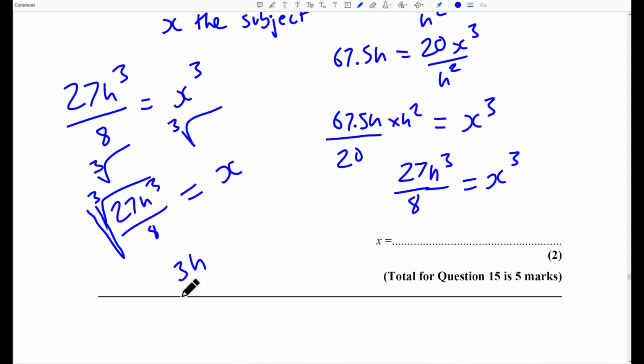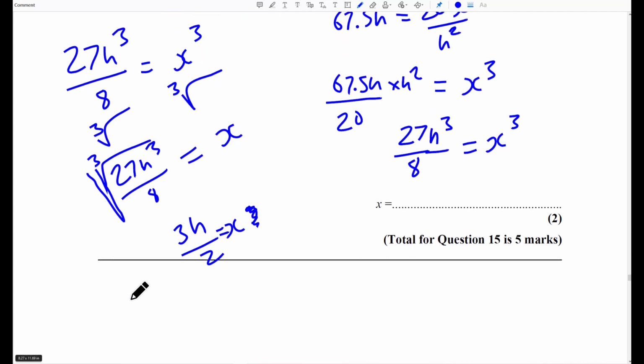What's the cube root of 8? 2. Equals x. So when you're doing this, you're essentially cube rooting the 27 and the h cubed, and then you're cube rooting the 8 as well when you're doing the whole thing. So what's 3 over 2h? Well, it should be fine writing it like that, or that's just 1.5h.